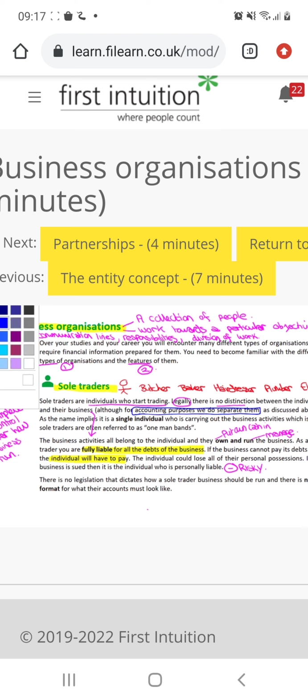Something to note down at the bottom here, some of the features of a sole trader. Very relaxed here. There's no legislation at all that dictates how the sole trader business should be run, and also there is no set format about what our accounts should look like.